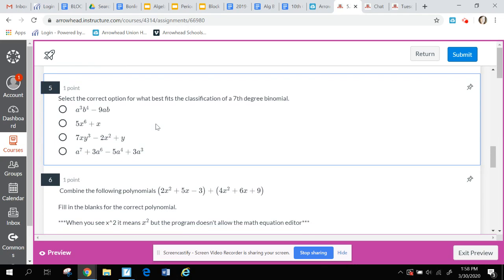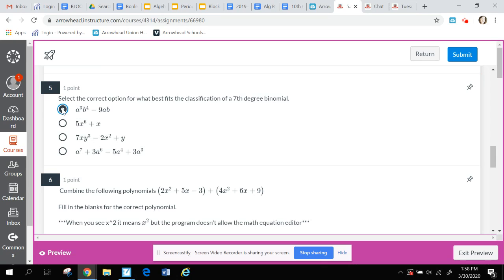Question 5 says select the correct option for what best fits the classification of a 7th degree binomial. For degree 7 binomials, we're looking at 2 terms. So right away we can rule out these last 2, because there are more than 2 terms. And then for a degree of 7, if I look at my first term here, 3 plus 4 is 7. So this would be the correct answer of a 7th degree binomial.